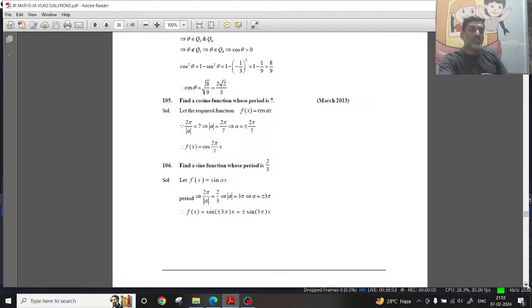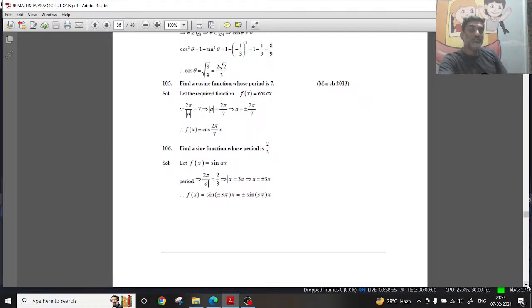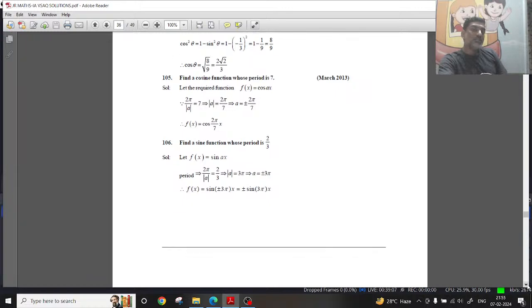105, find the cosine function whose period is 7. The period of cos ax is 2 pi over mod a, that equals 7, then mod a equals 2 pi by 7, then the function is cos of 2 pi by 7 x.